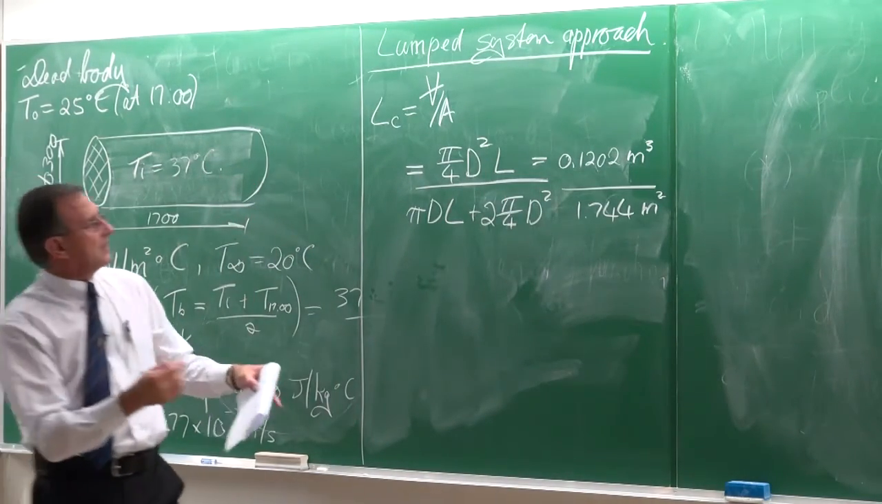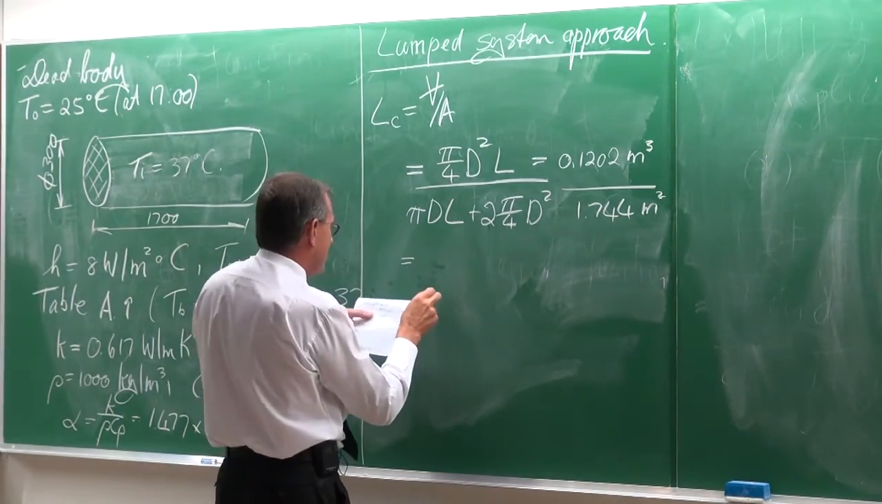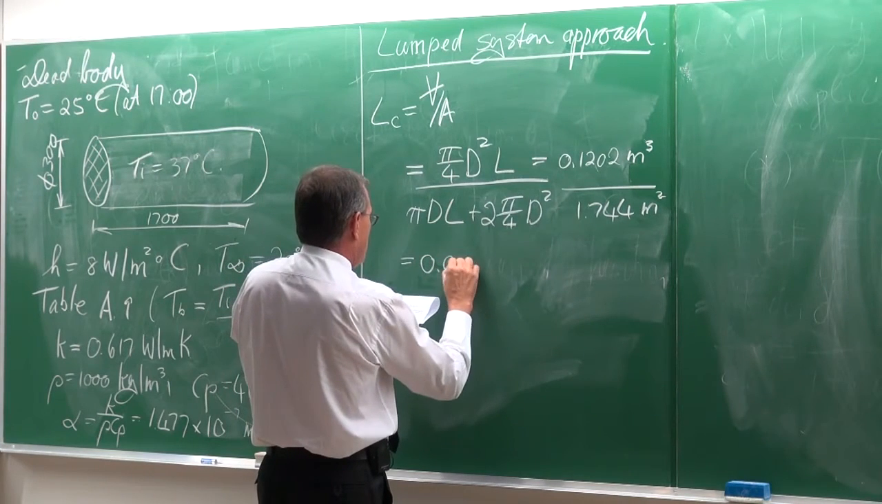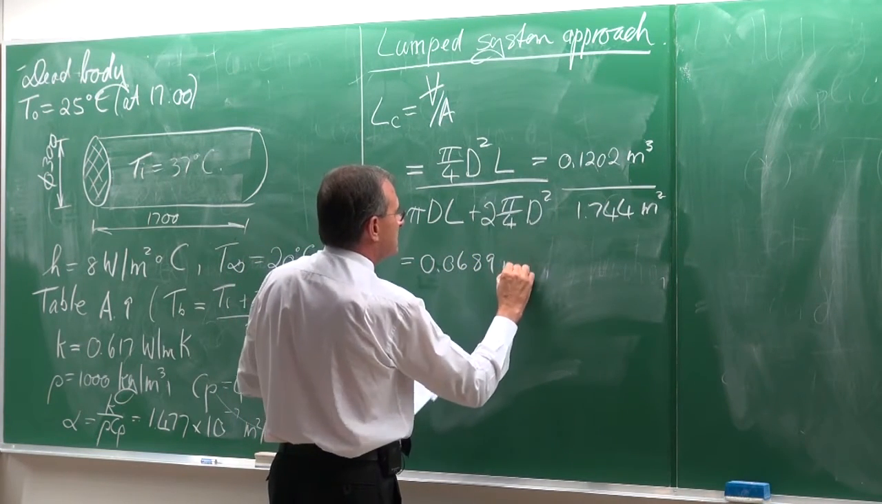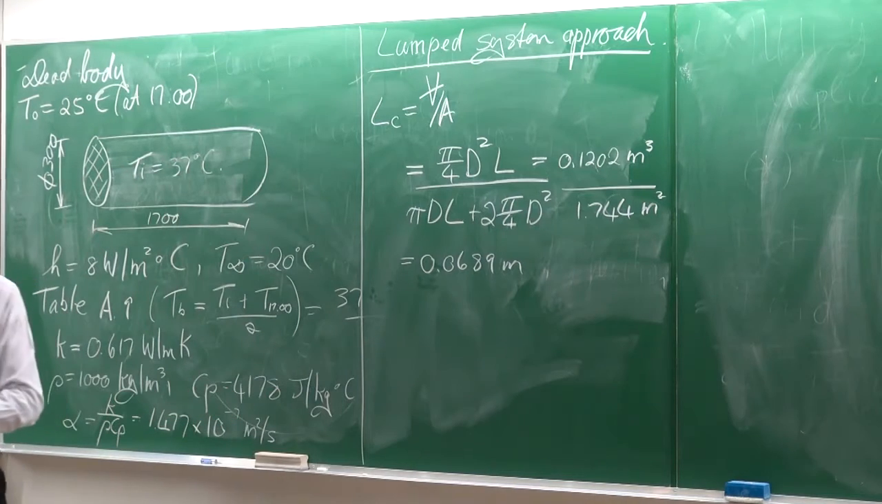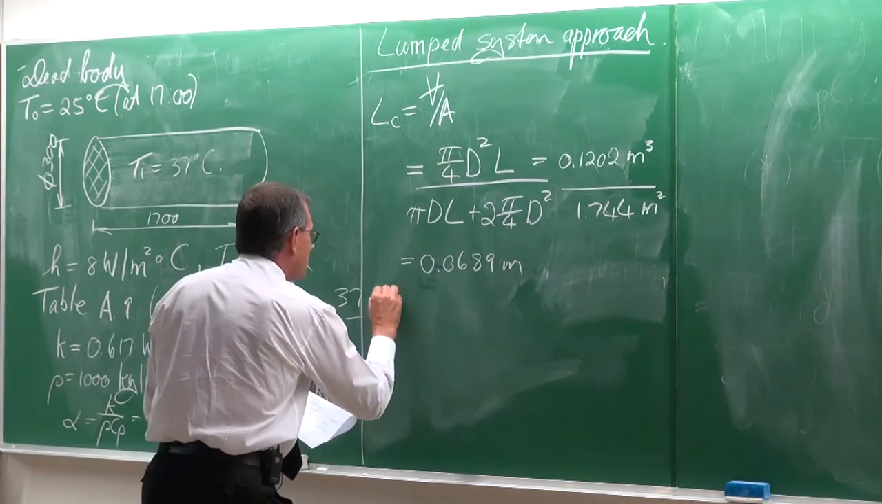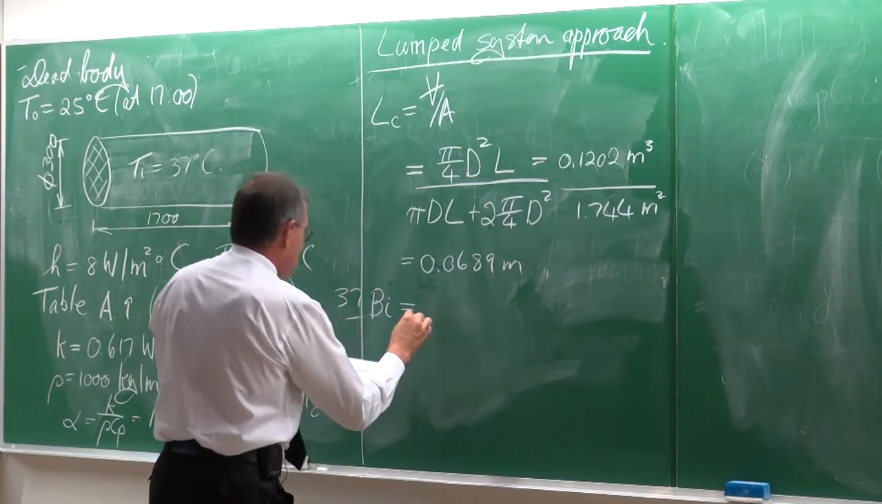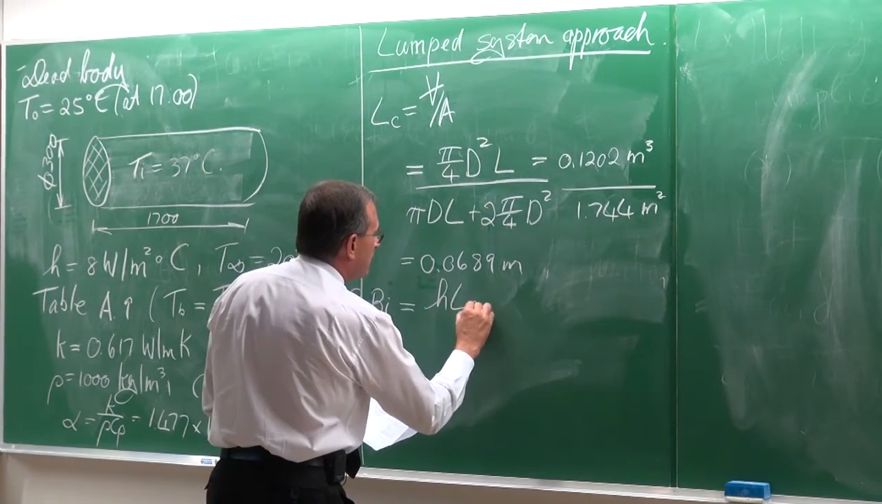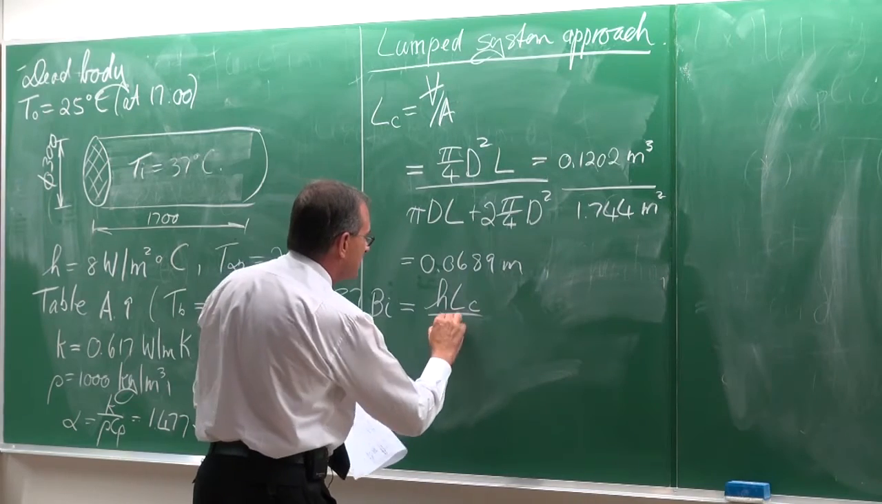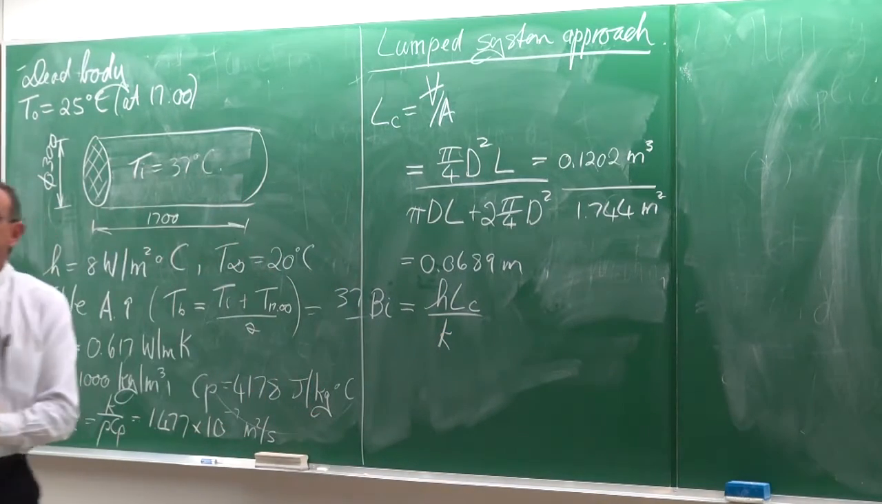Now we can calculate the characteristic length, and that is equal to 0.0689 meters. Any questions? Nothing. Right, let's calculate the Biot number. The Biot number is equal to the heat transfer coefficient multiplied by the characteristic length divided by the thermal conductivity.